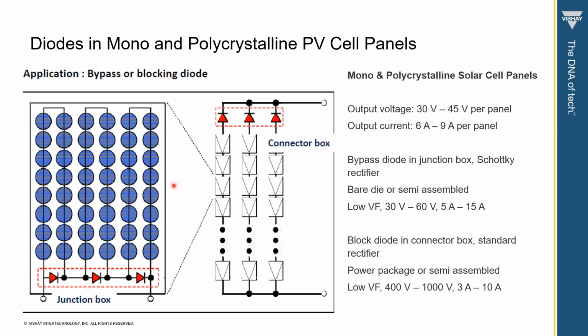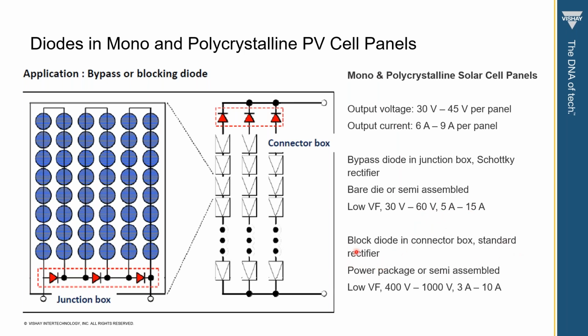For the bypass diode in the junction box, we are offering the Schottky rectifier in bare die or semi-assembly solution. Our product has low VF. Voltage is from 30 volt to 60 volt and also 5 amp to 50 amp.